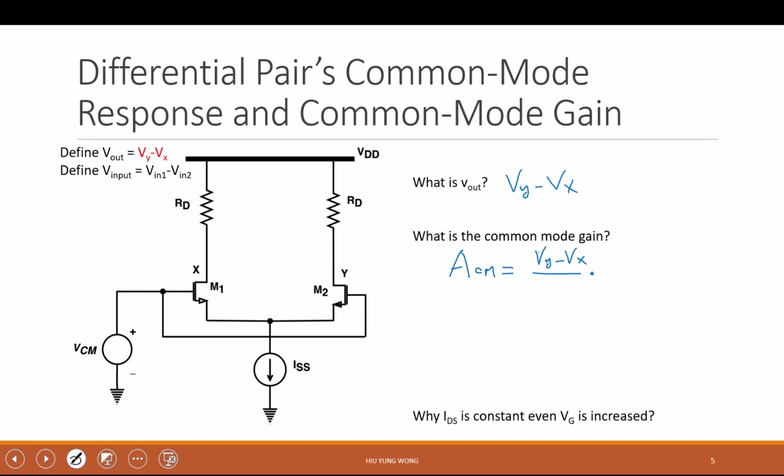But now the input is some common mode input, right? Basically, it's saying that if I increase the input common mode by 0.1 volt, what will be the change of the difference of the output? Because this is what I'm sensing. Make sense? Any questions about the problem, the statement? Okay, if no, then let's think about this.